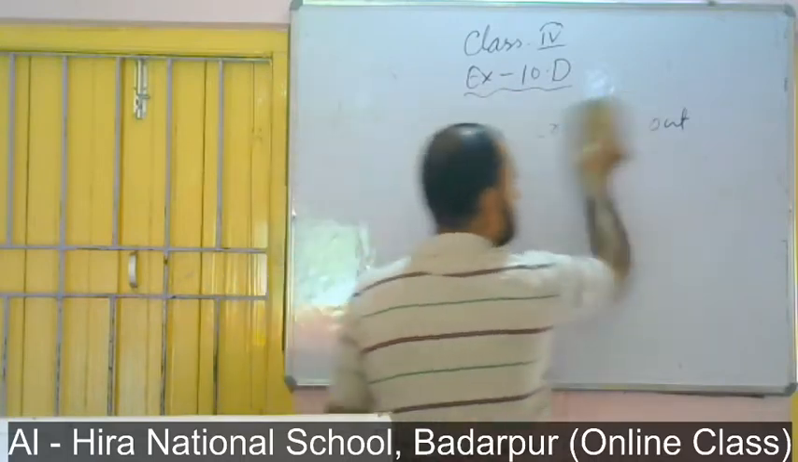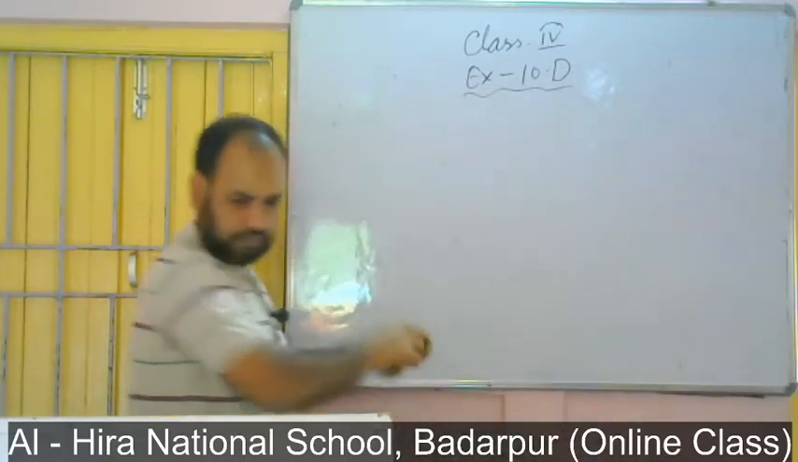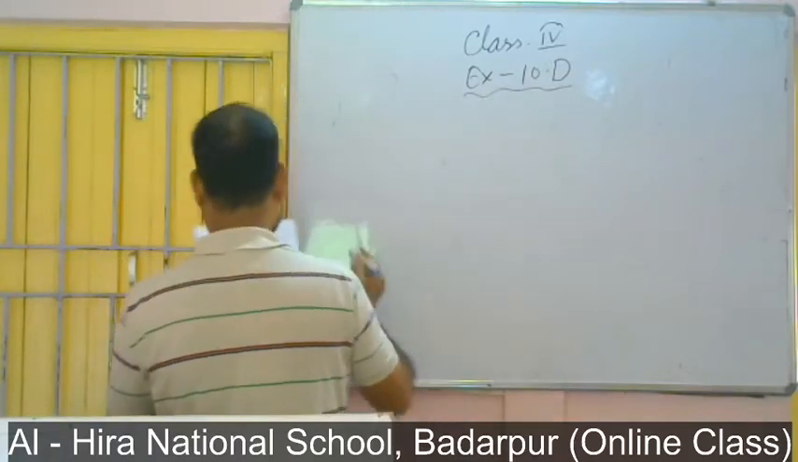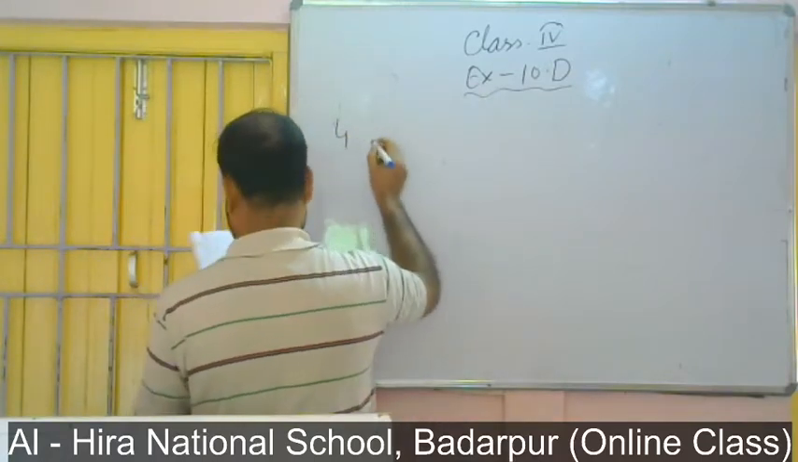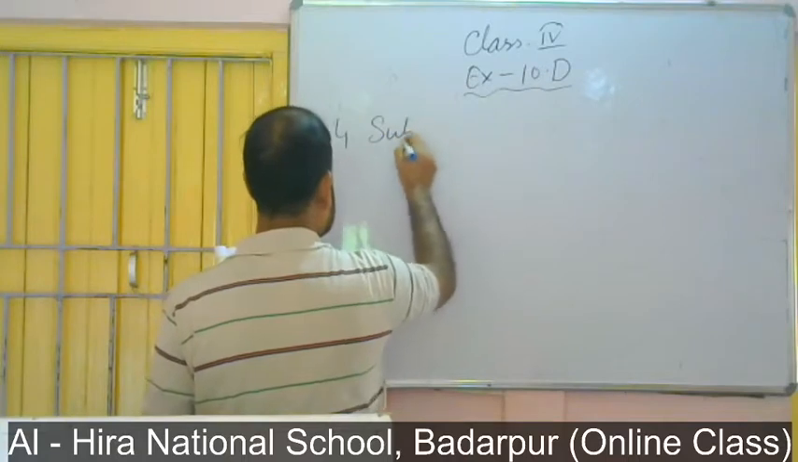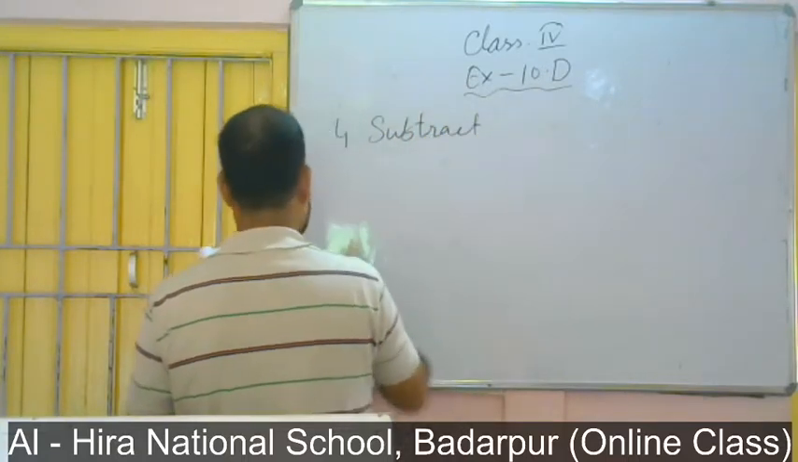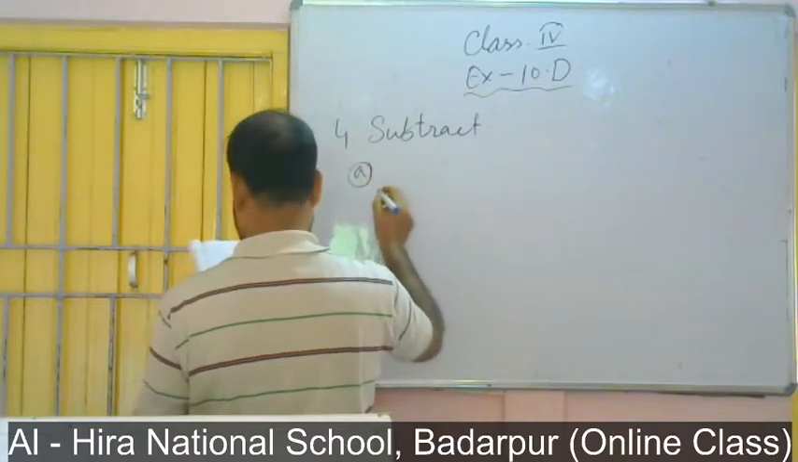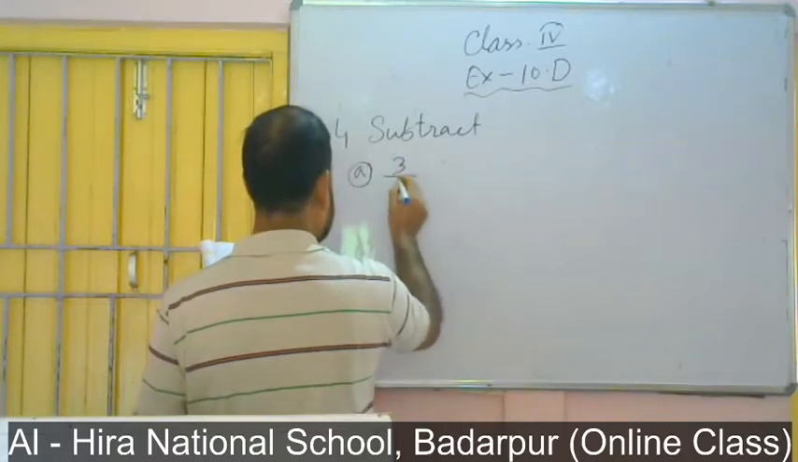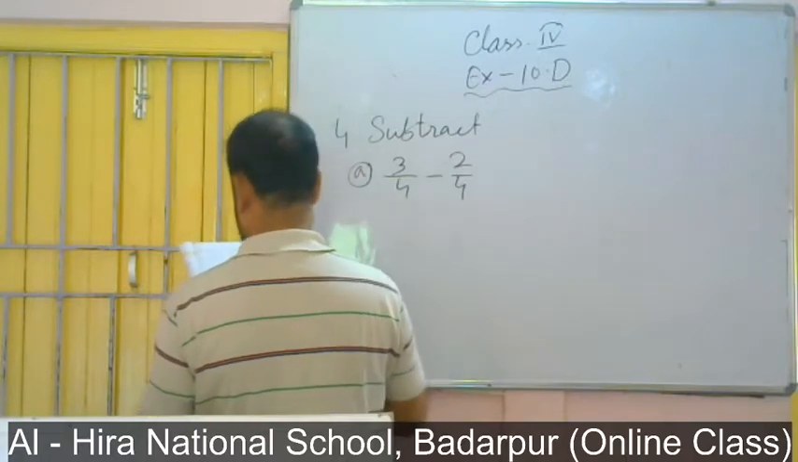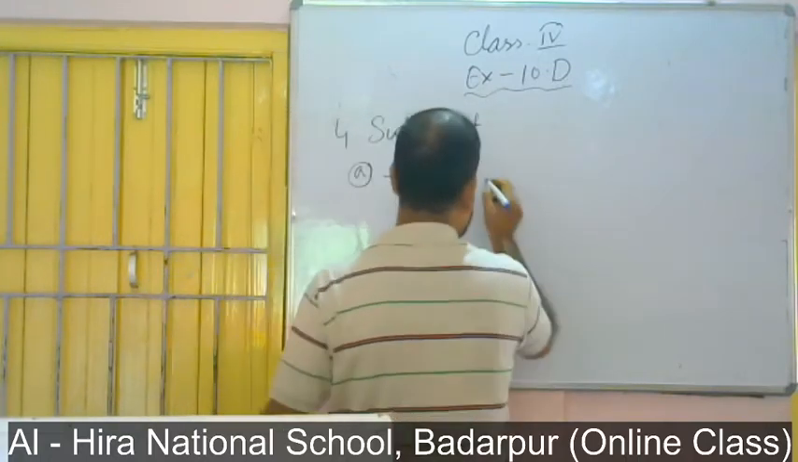Next question number 4. Subtract. Question number A. 3 by 4 minus 2 by 4.